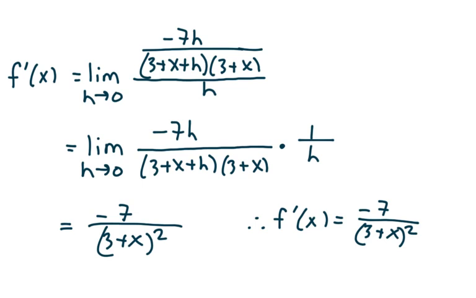And remember, think of this h as h over 1. And so remember, when you divide by a fraction, you multiply by the reciprocal. And so this is the limit as h goes to 0 of negative 7h over 3 plus x plus h times 3 plus x times 1 over h. But the h's cancel, and we are left with negative 7 over 3 plus x to the second. And so f prime of x is negative 7 over 3 plus x raised to the second power.